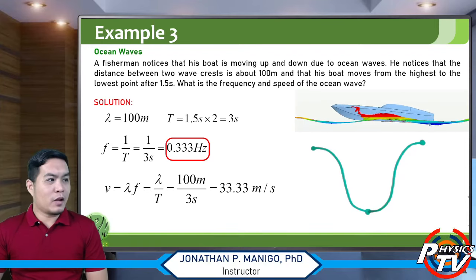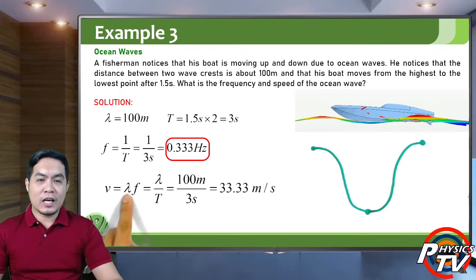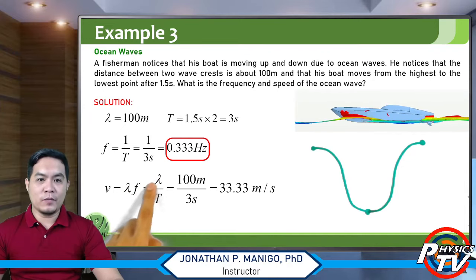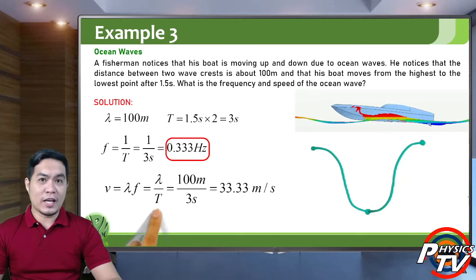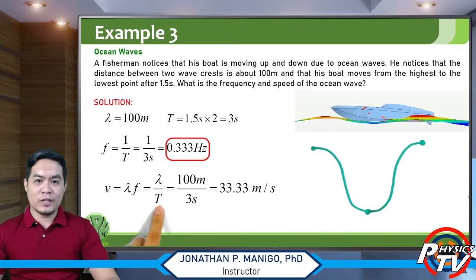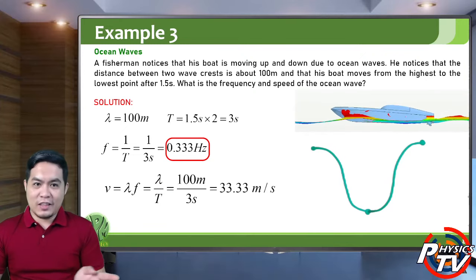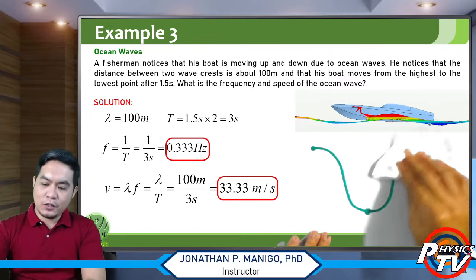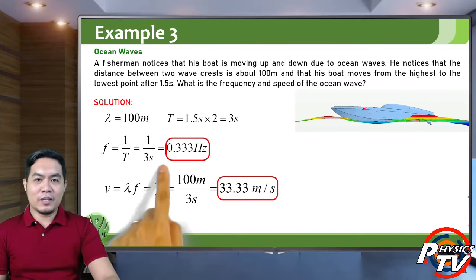For the velocity, from the periodic wave equation, it's just the wavelength times the frequency. But we know that the frequency is 1 over the period, so you replace this by 1 over T and you get lambda over T. This is another form of the periodic equation in terms of the wavelength and the period. And we get 100 meters over 3 seconds, or 33.333 meters per second.